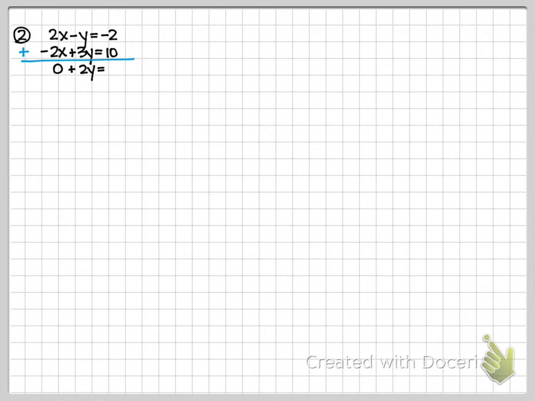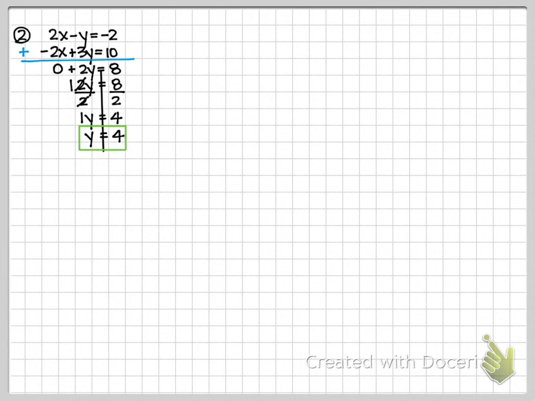Negative 2 plus 10, that's 8. I don't need the 0, so let's rewrite it. 2y equals 8. Draw my line, keep these guys separated, and then we know what to do from here. Divide by negative 2, or excuse me, by positive 2. That's going to give me 1y is equal to 4. I don't really need the 1. So I just get y equals 4.